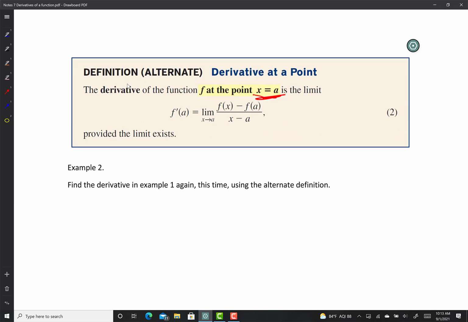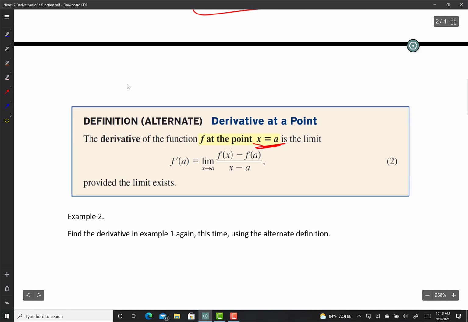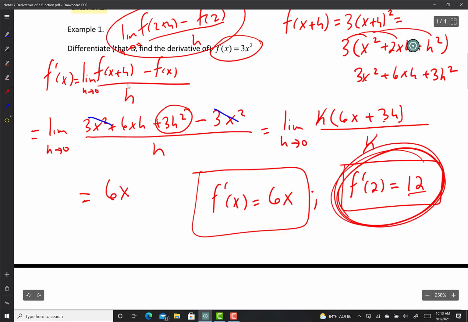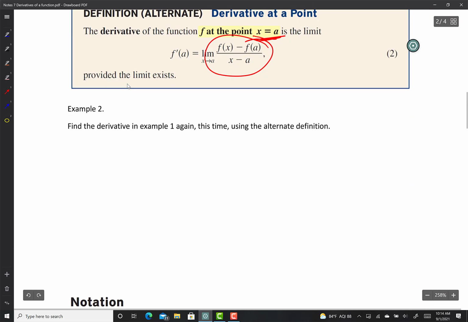Isn't that one kind of just like y2 minus y1? Yeah, it's the same. This is pretty much the same as this here. It really is, right? Remember when we did that delta activity, and one of them said table with an h, and the other one had x approaching like 4.1, 4.01. It's the same concept, same thing, but written differently. So here we go. This one says find the derivative in example 1 again, this time using the alternate definition.